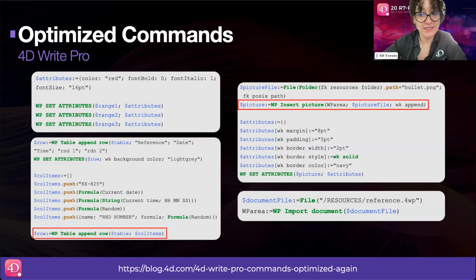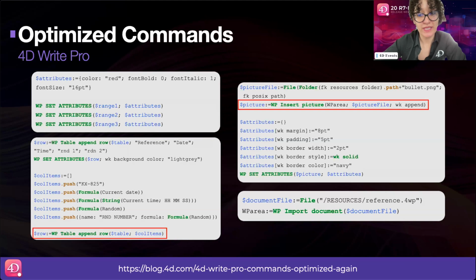And with 4D 20 R8, many enhancements are brought to the commands in 4D Write Pro, making development more modern, efficient, and easier to maintain. These updates are the following. The first one, we have WP SET ATTRIBUTES that now supports objects and collections as shown in the code example.